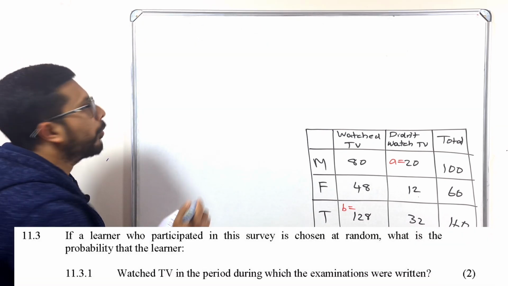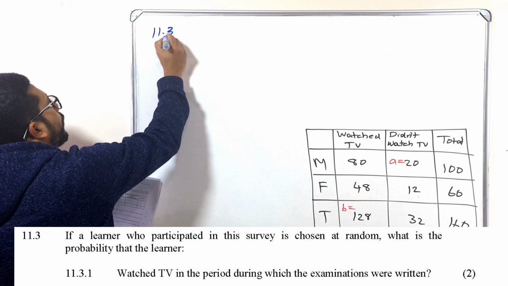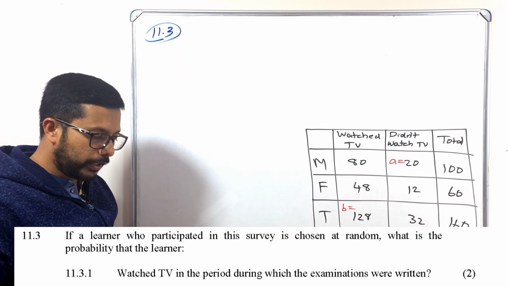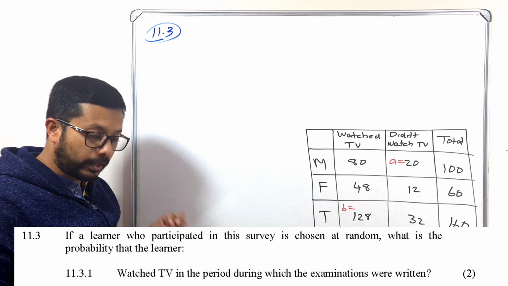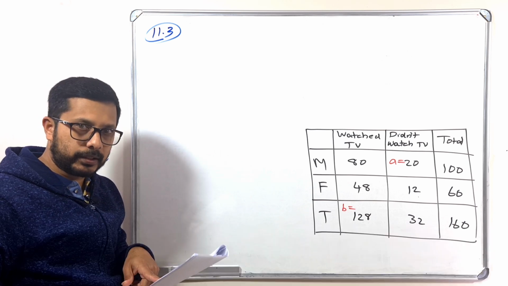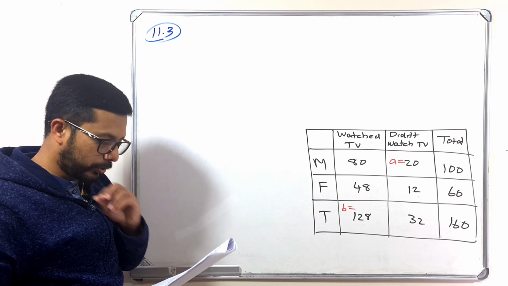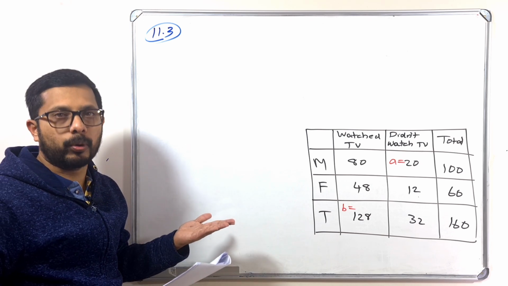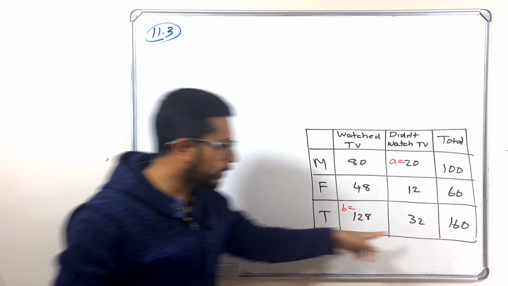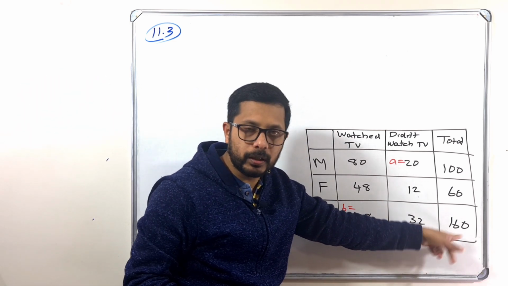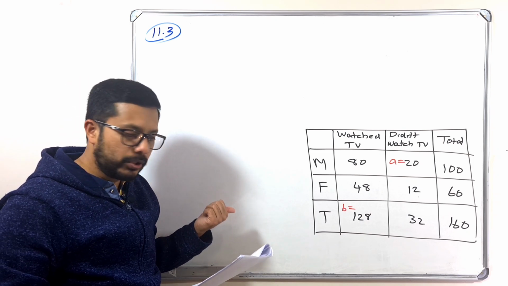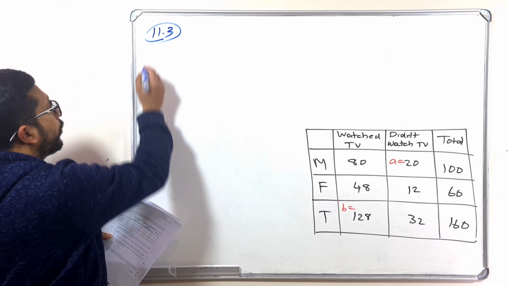Question number 11.3. What is that question? If a learner who participated in this survey is chosen at random, what is the probability? You have to find the probability. A learner is chosen at random from these 160 students, and you have to find the probability of what is in question 11.3.1.